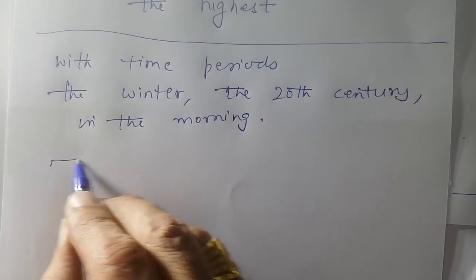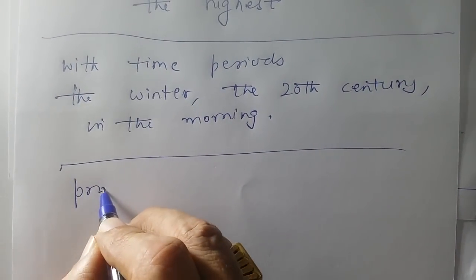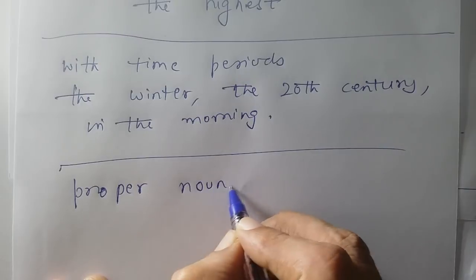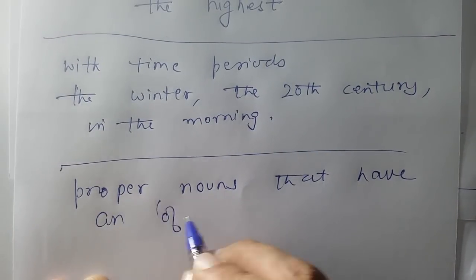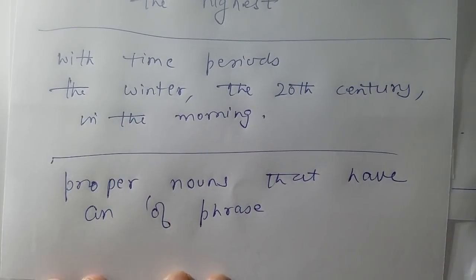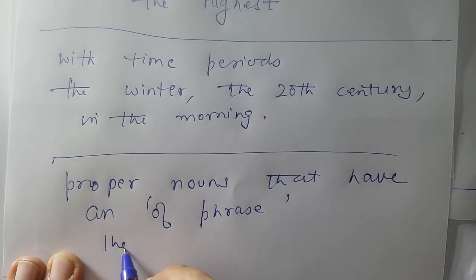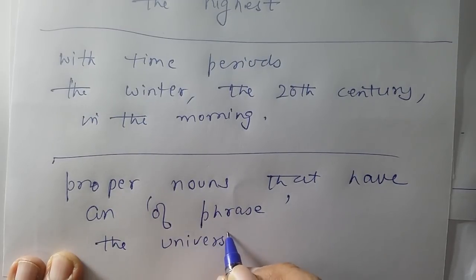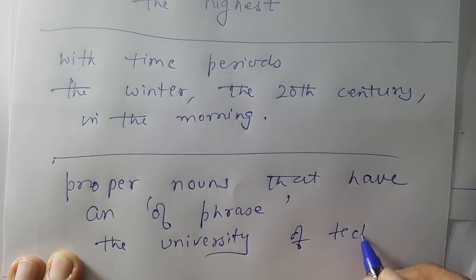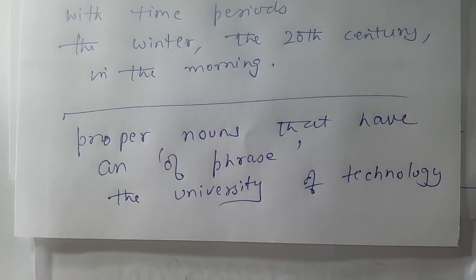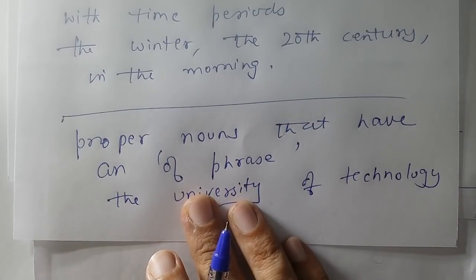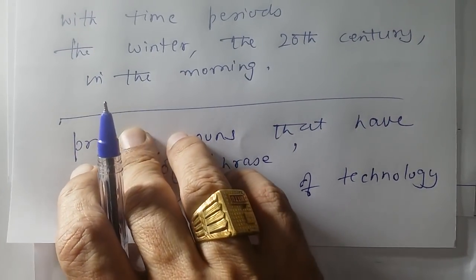Then come proper nouns that have an 'of' phrase. It says an 'of' phrase. How? The University of Technology. It has a 'the'. So these are the things on which we have to use it. Next is geographical names, right? Where we have to use these things.